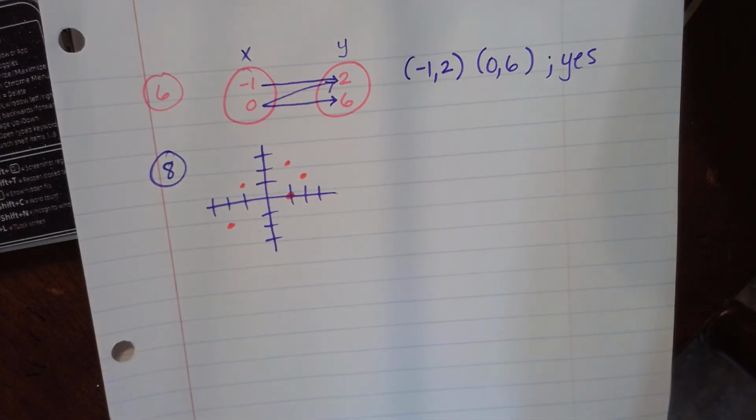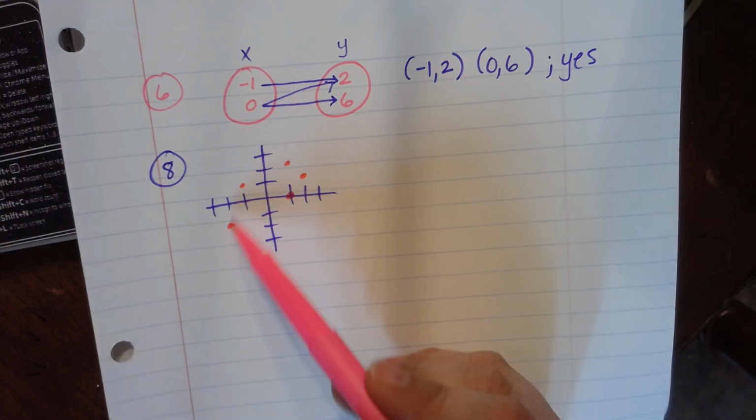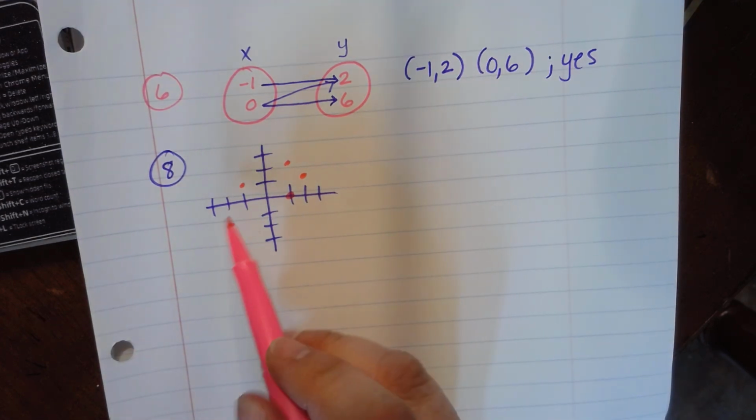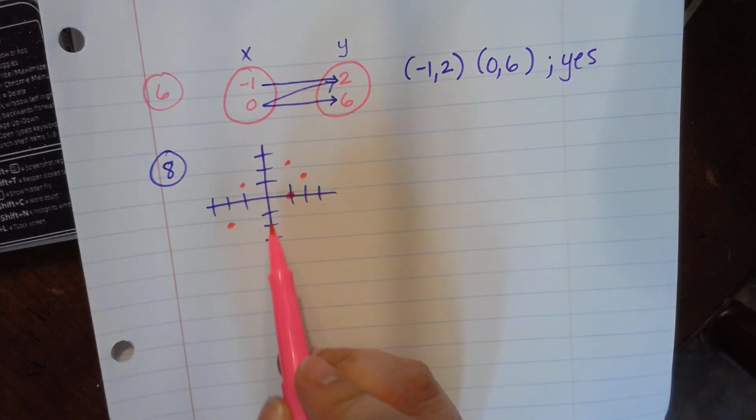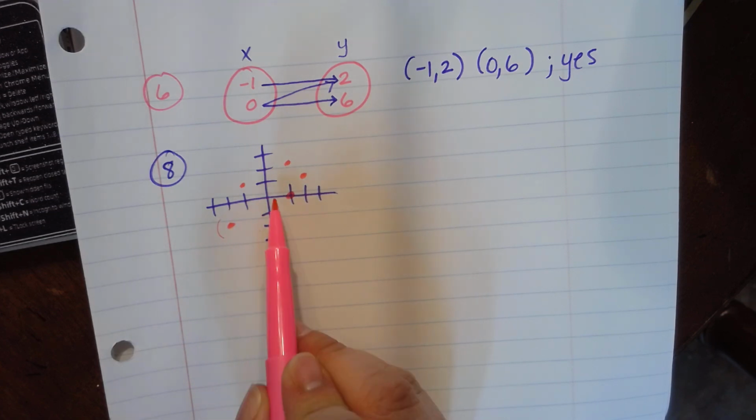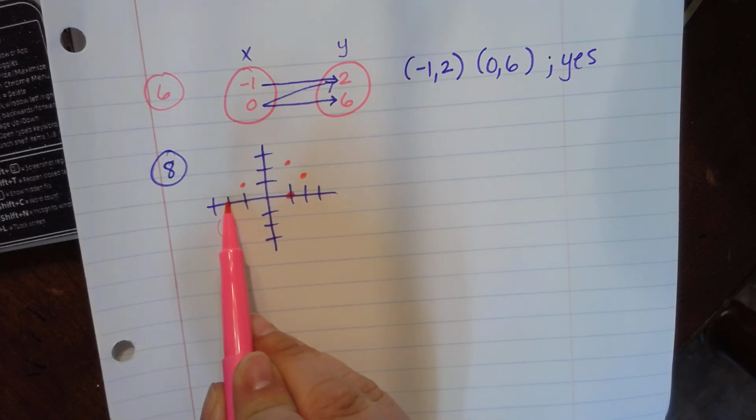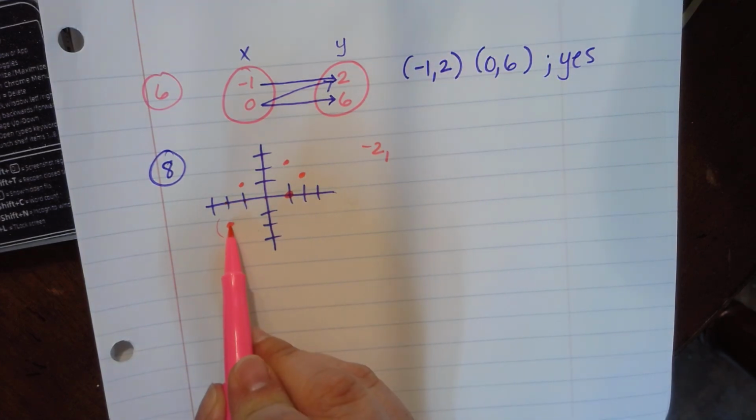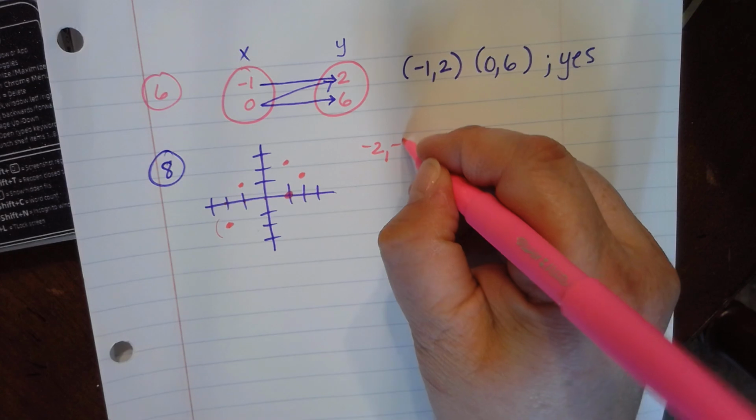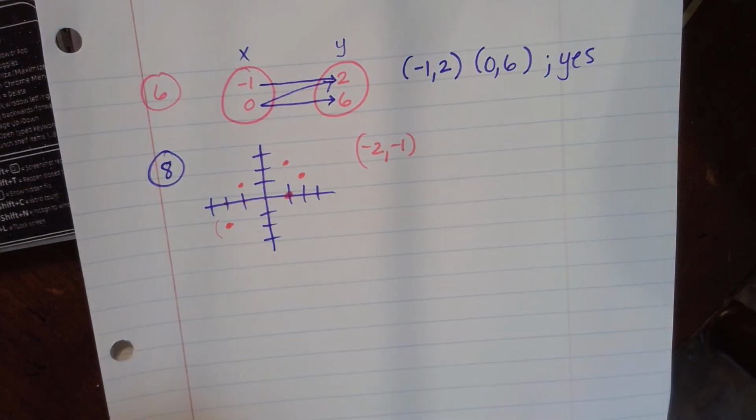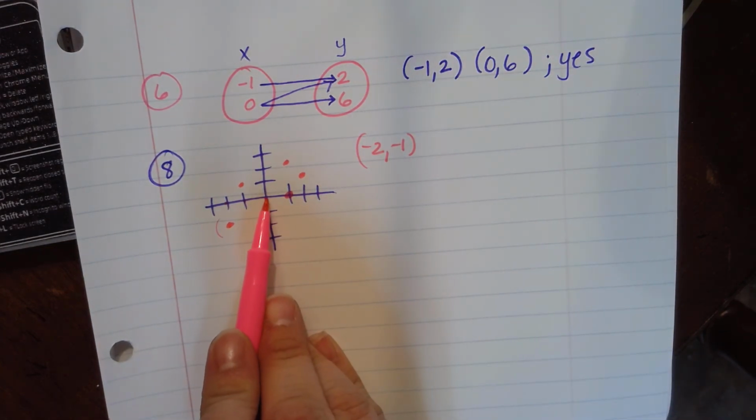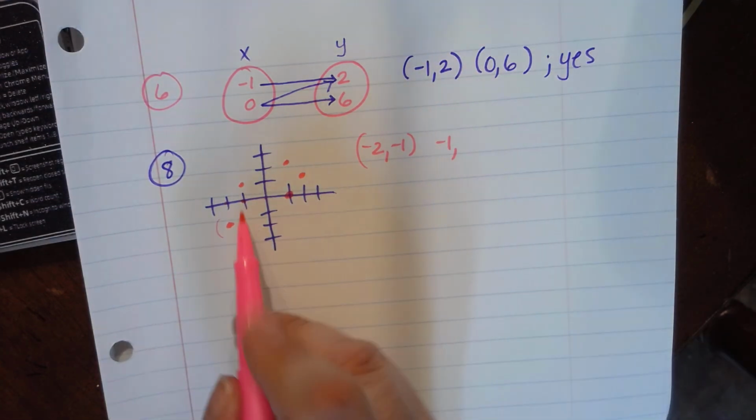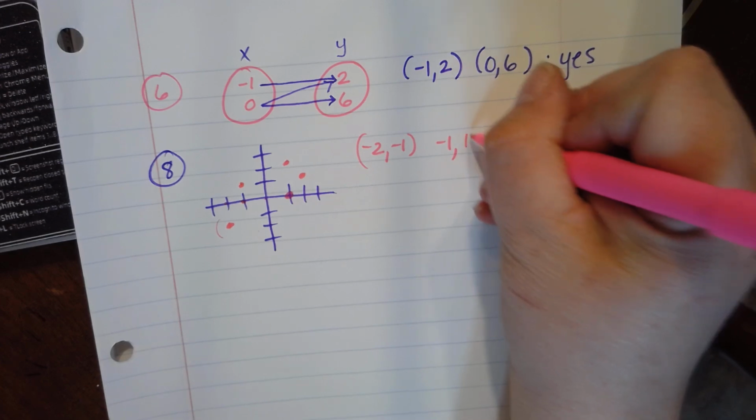So again, what they want you to do is come up with the ordered pairs for these and then say if it's a function or not. So we just need to name each of these. If I start over here on the left, I go over 1, 2, which is -2. And then I went down 1, which is -1. All right, same thing for this one. I start at 0. I went over 1 to the left, which was a -1, and then up 1, which is positive.